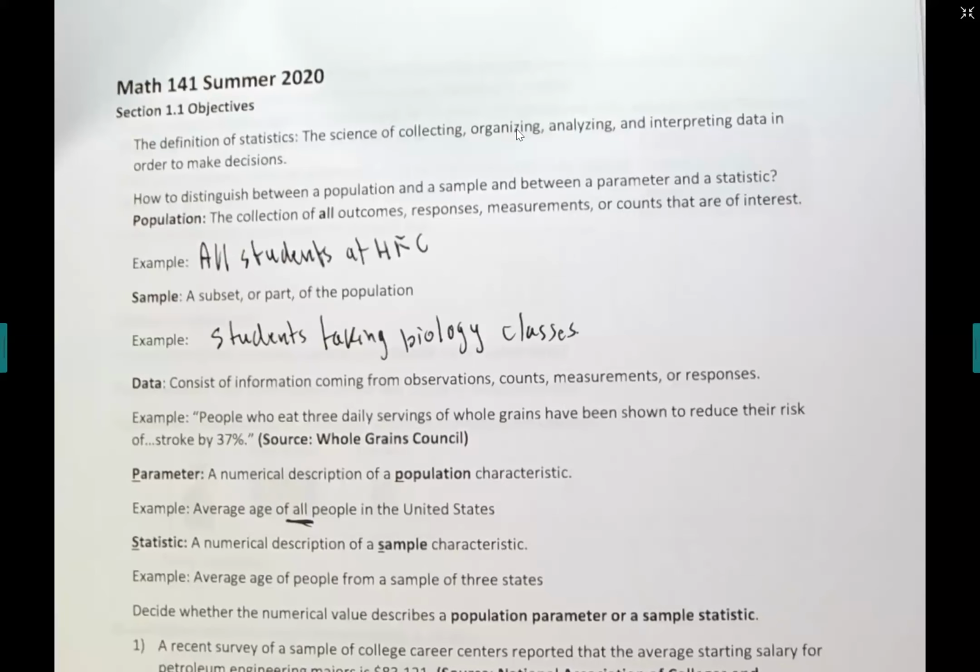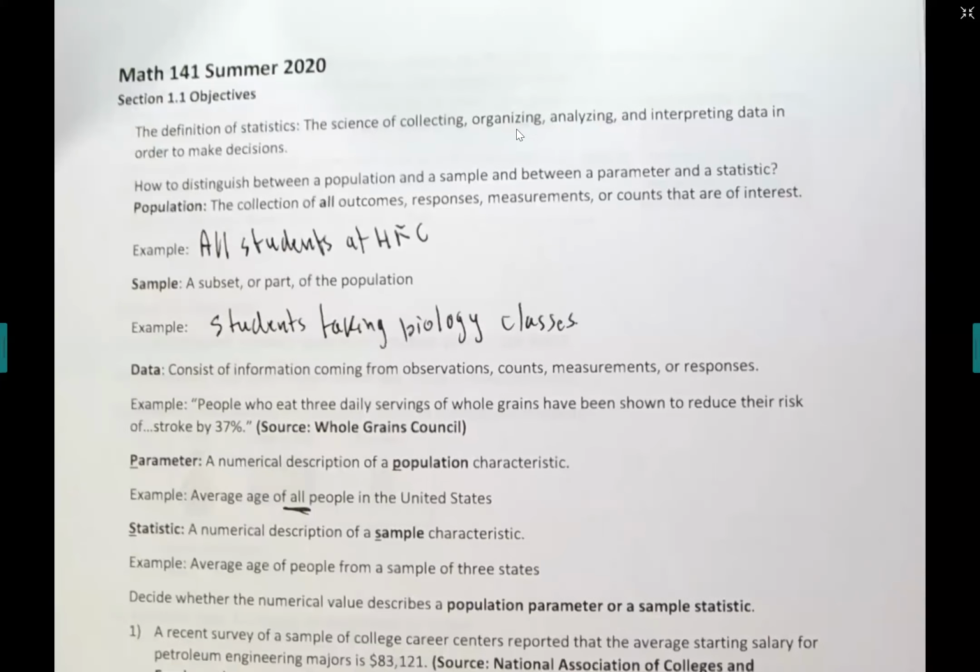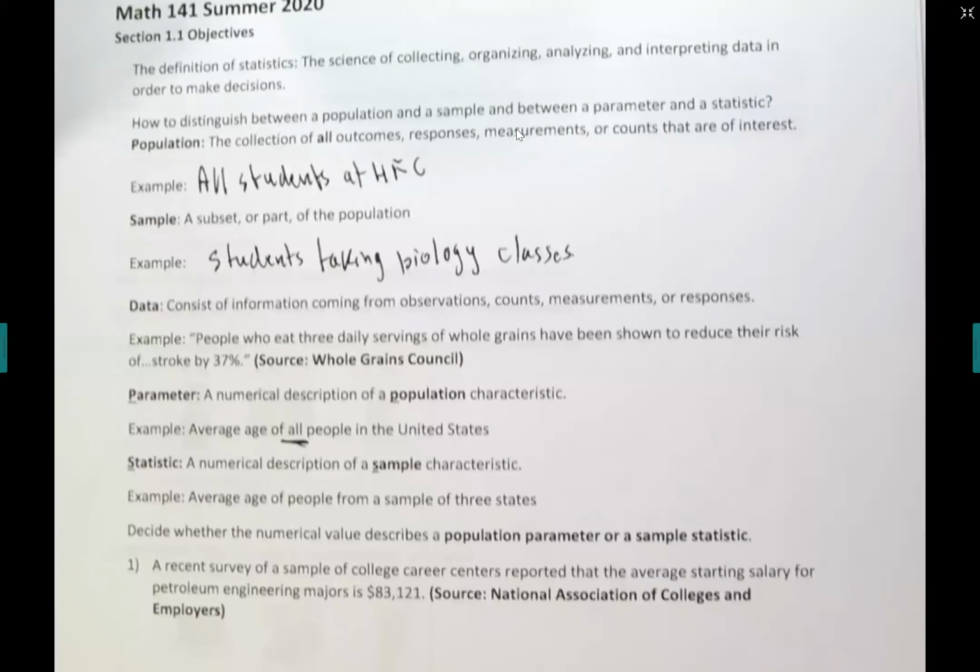Yeah, the word sample, exactly, Yaman. It says it comes from a sample of 3 states. Even if it says from 3 states, I would still say it is a sample because we have 50 states. Since we didn't take all of them, it is a statistic.